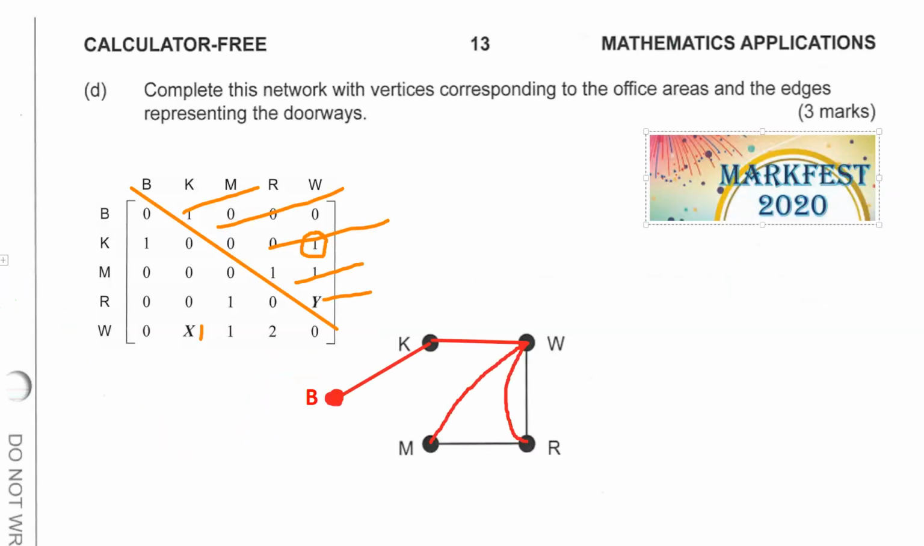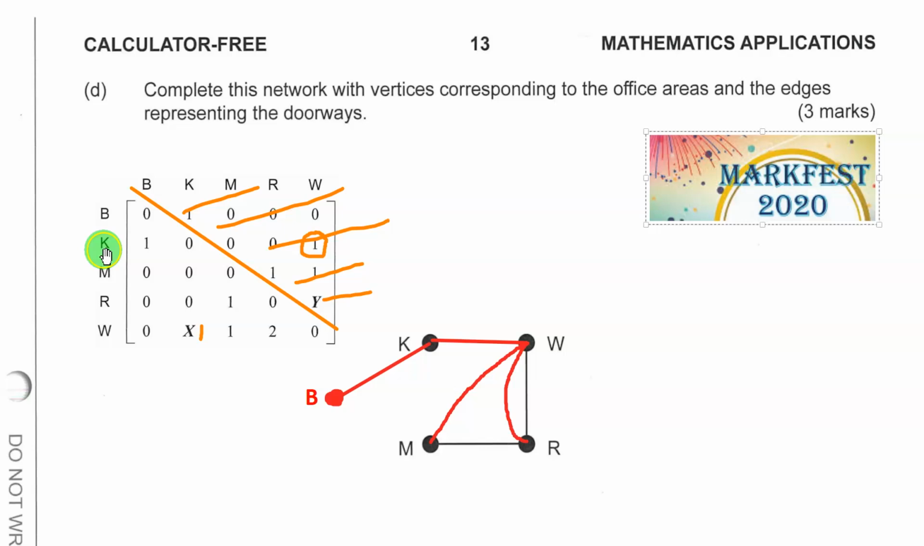Over the page, let's head over. Part D is a bit of a mark fest. We're getting 3 marks here for basically completing a network diagram from the adjacency matrix. So what we've got, we were given 4 of the vertices. B was missing, so we'll pop B out there. And then we just have to use half of the adjacency matrix. So B to K, and so we'll add this line in there.